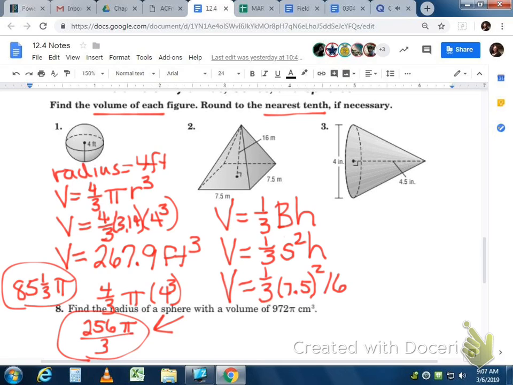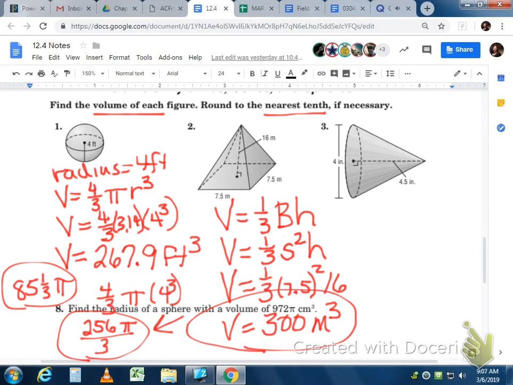You guys calculate. All right, Jordan, what'd you get? 40. Did anybody get 40? Caitlin, what did you get? 300. Did anybody get 300? Yeah, that's what I got. 300 meters cubed. So you would take 7.5 times 7.5 times 16, and then I took it divided by 3. That's what 1/3 does, divided by 3.